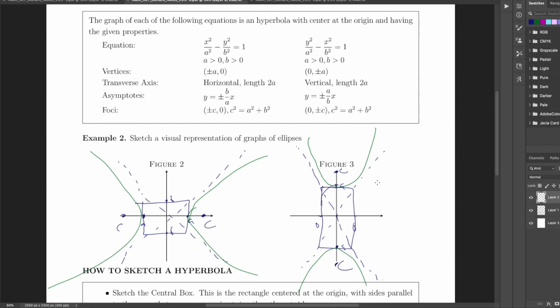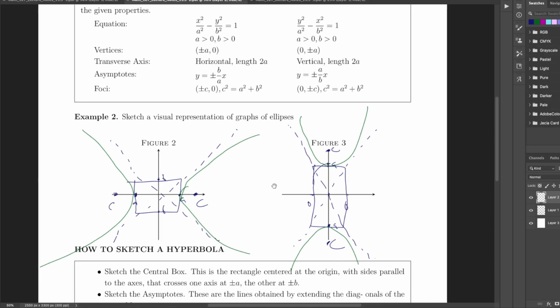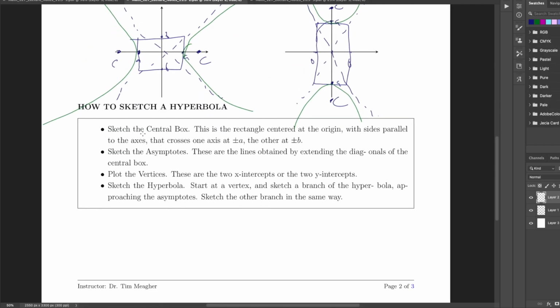And so this is just how we put it together. This is how you draw it. In fact, I'll give you steps on how to draw it. So the first thing is sketch the central box like I did. You know, mark your A's, mark your B's, draw the box. Rectangle around the origin, and then sketch your asymptotes. So go ahead and do dotted lines across this.